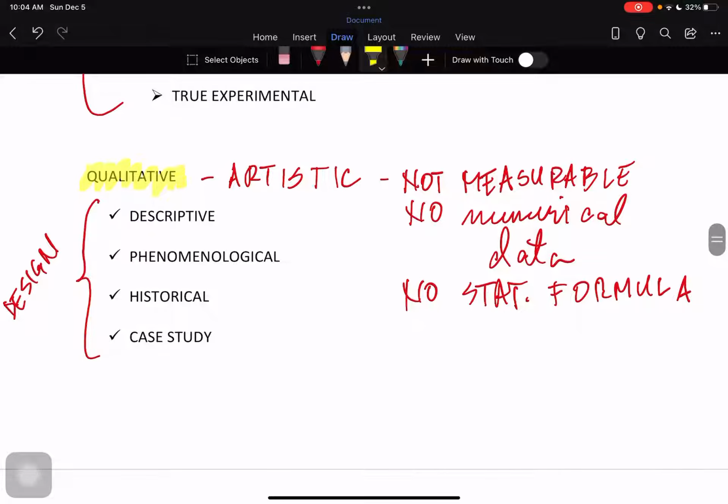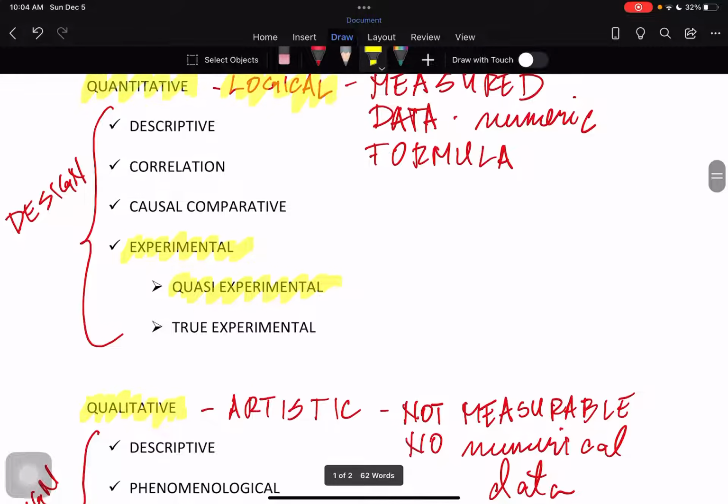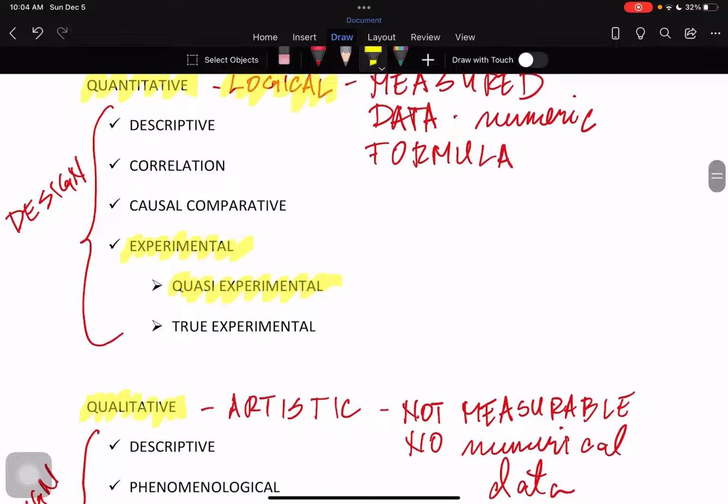Now, under qualitative, if you can see, you have two similar designs under quantitative and qualitative, which is descriptive.